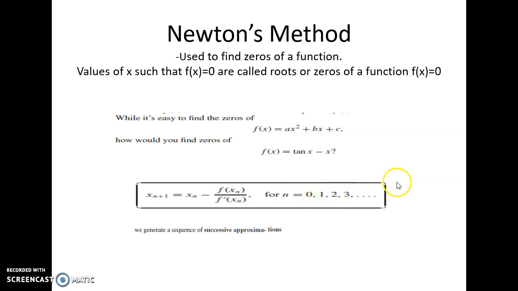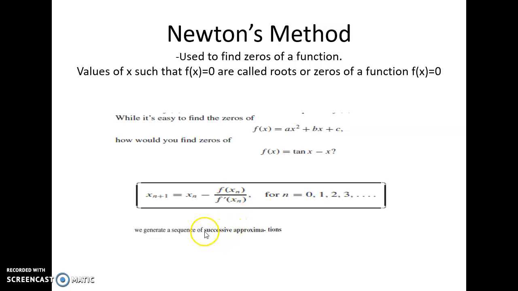for n equal to 0, 1, 2, 3, etc. That means first I put n equal to 0. So this becomes x1 = x0 - f(x0)/f'(x0). So that is the first approximation. Then I put n equal to 1. Then this becomes x2, and the right side uses x1, the second approximation. Then I put n equal to 2. This becomes x3, with x2 on the right side, the third approximation.